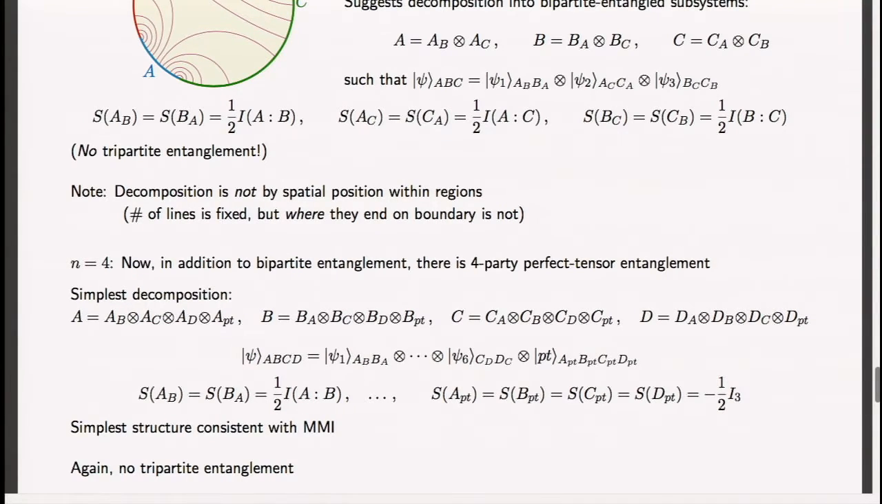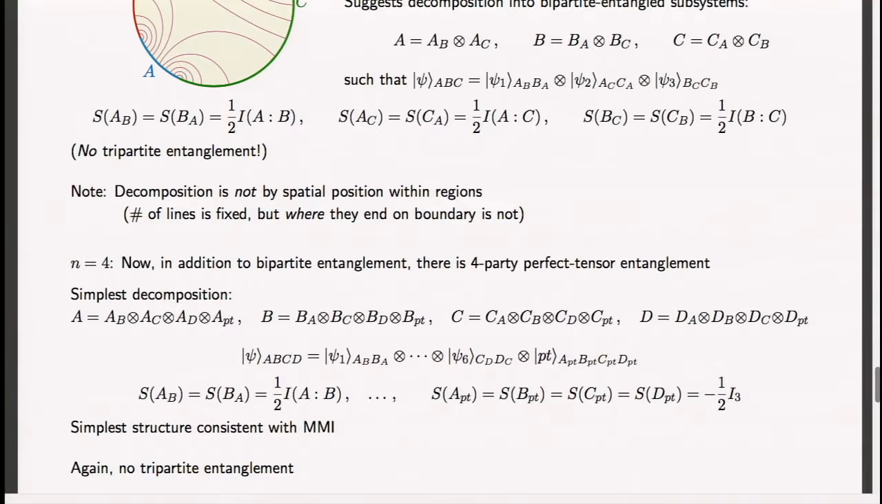Okay? So we have a decomposition of A into 4 parts: a part which is in a pure state with some part of B, a part which is in a pure state with some part of C, and so on, and then a part which is in a four-party perfect tensor state with part of B, part of C, and part of D. And the point of this structure is that it makes MMI manifest. If this is true, then MMI is not mysterious at all. It's just completely obvious. Because the two-party pure state parts don't contribute to minus I3, and you're just left with the perfect tensor, which has a positive value of minus I3.